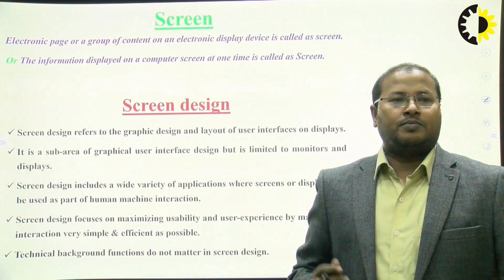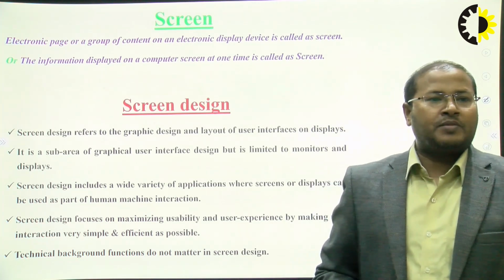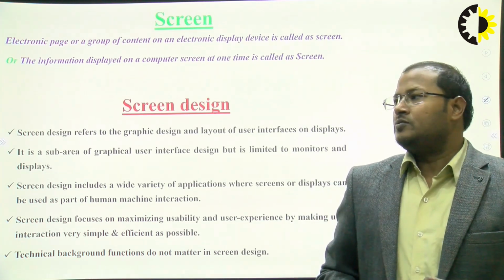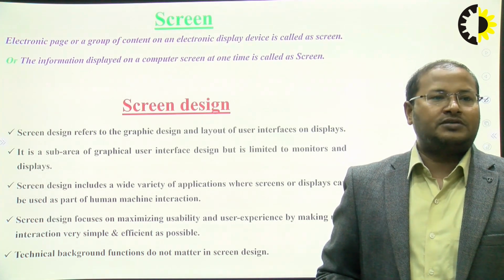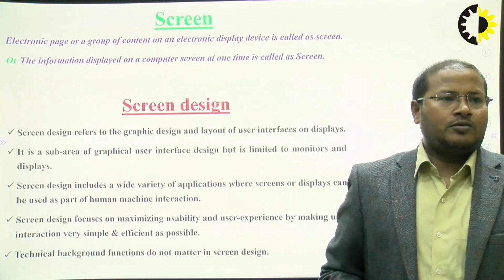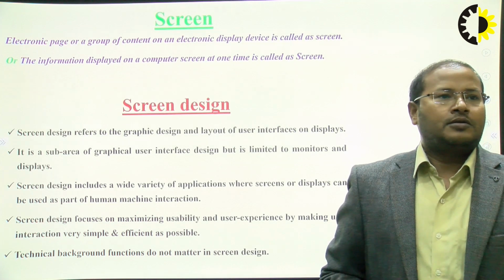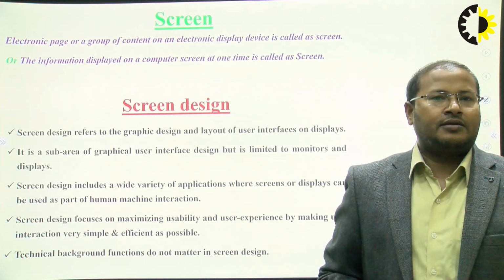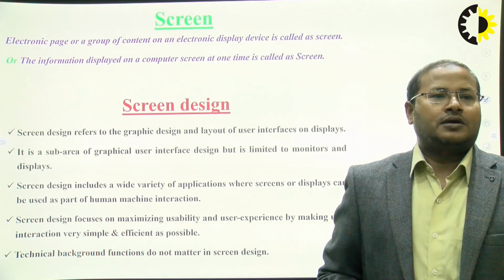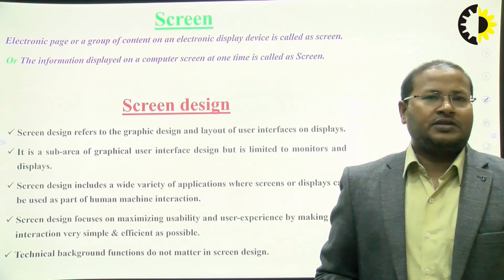Technical background does not matter in screen design. If you have very little programming skill, there is no need to worry, because in screen designing, only experience matters. Programming skill doesn't matter.